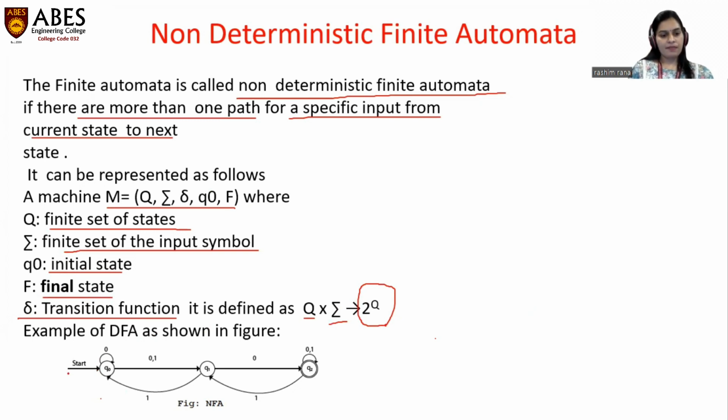Let's take an example. q naught is our starting state and q2 is our final state. If we apply input 0 to q naught, we have two choices: either we go to q1 or we stay on q naught. In the same way, if we apply input 1 on q2, we have two choices: either we go to q1 or we go to q2. This is our NFA. So there is a difference between NFA and DFA. NFA has more than one choice and DFA has only a single path.